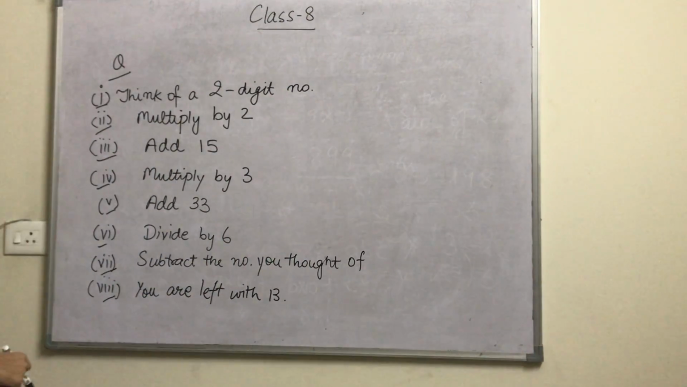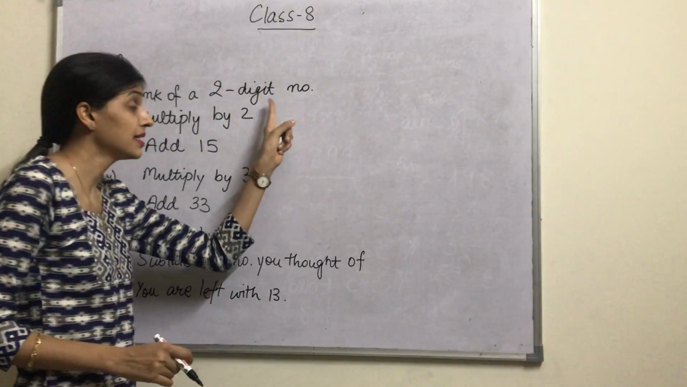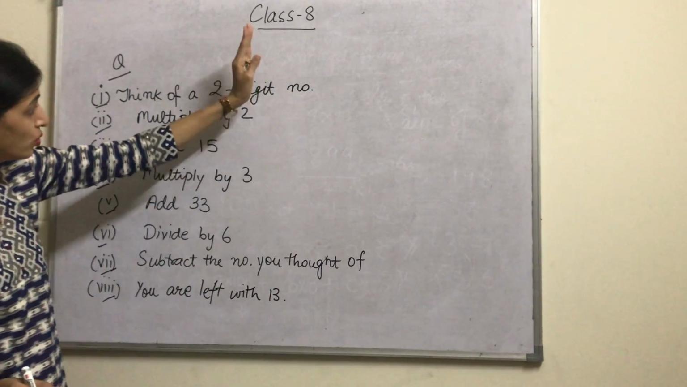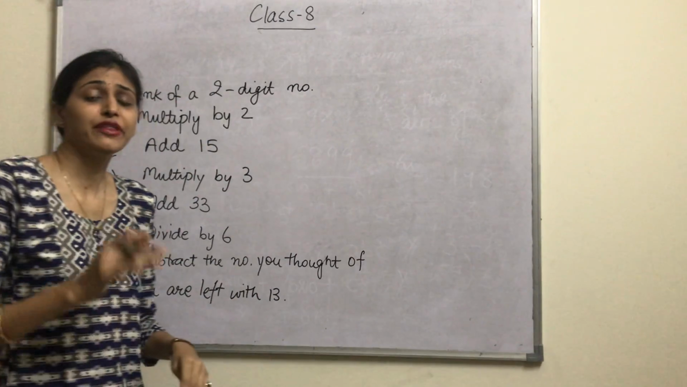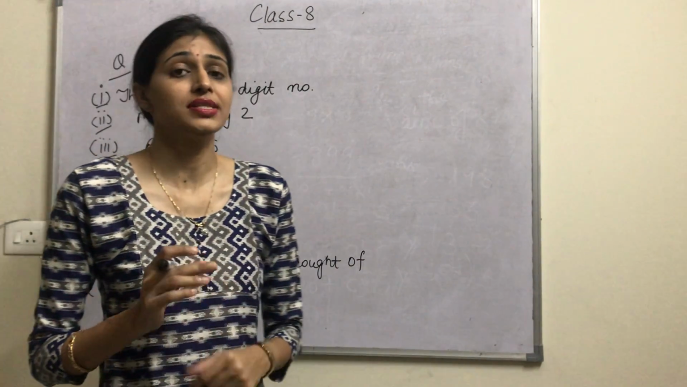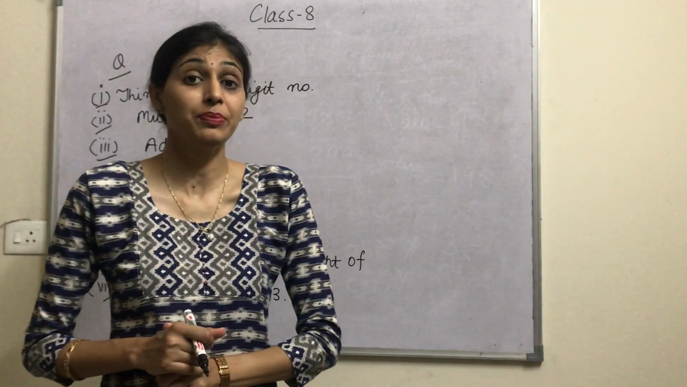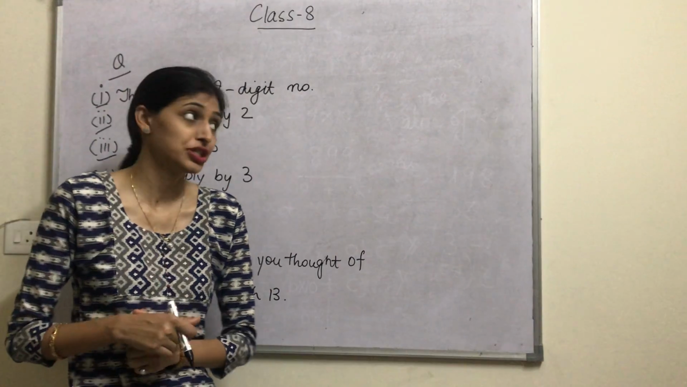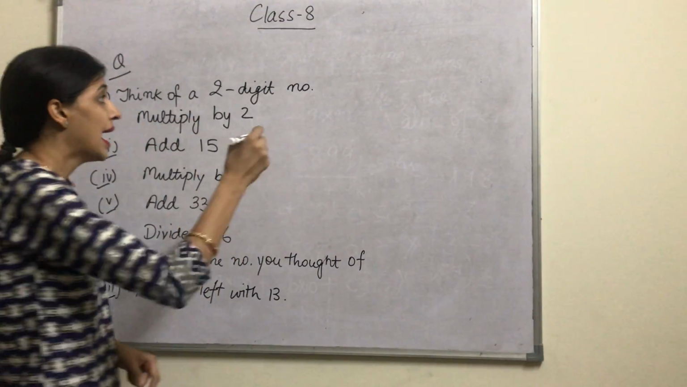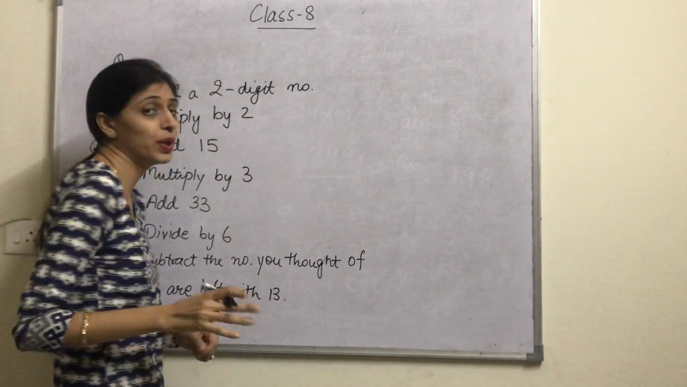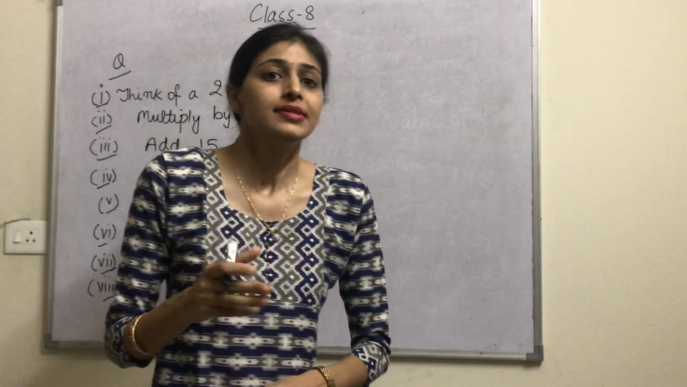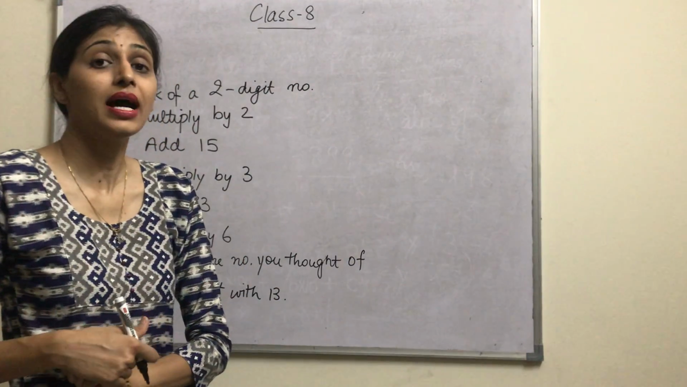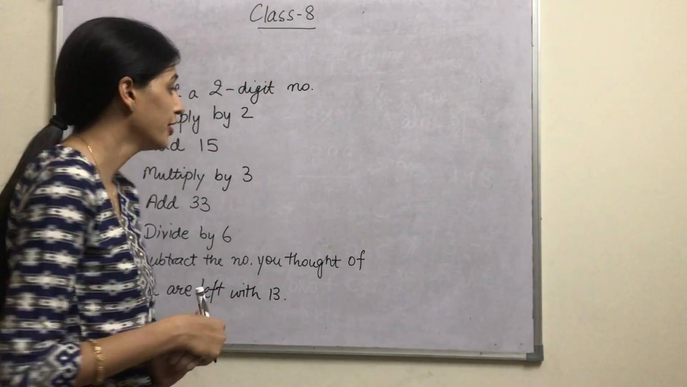So here this question is in the form of a riddle. If we take any 2-digit number and do the following steps, then in the end we are left with a number which is equal to 13, and this will be applicable on all 2-digit numbers, not only a single number. We will take two 2-digit numbers separately and do all these steps, and then we see whether the answer is the same in both the numbers or not.